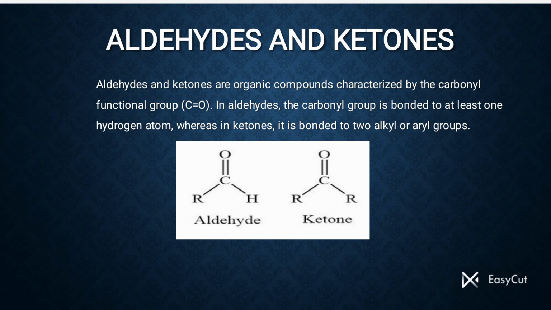Let's look at aldehydes and ketones. Aldehydes and ketones are organic compounds characterized by the carbonyl functional group, C double bonded to oxygen. In aldehydes, the carbonyl group is bonded to at least 1 hydrogen atom, whereas in ketones it is bonded to 2 alkyl groups or aryl groups. So you can see the structure below.